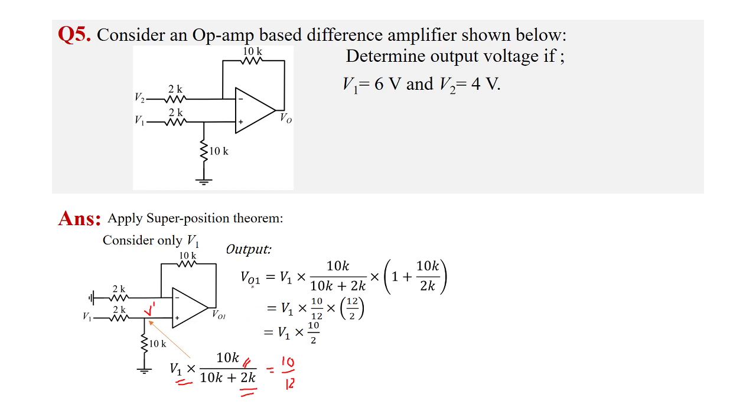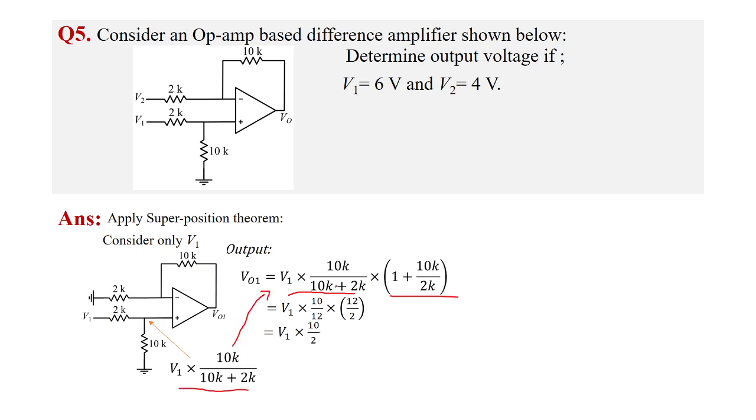Okay. So what is V01? So this is V dash into 1 plus Rf by R1. Rf here is the feedback resistance, 10k. R1 here is this 2k. So that is what is written here, 1 plus 10k by 2k. So that is 1 plus Rf by R1, and this is V dash, which we already calculated here.